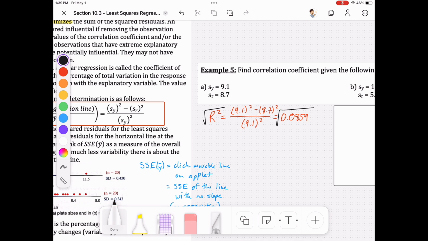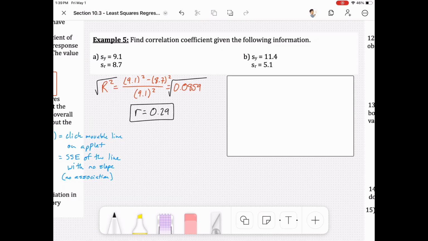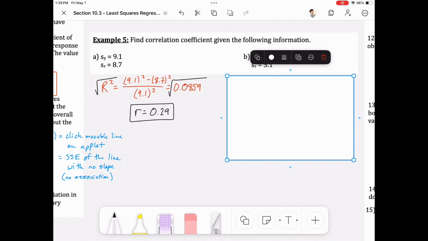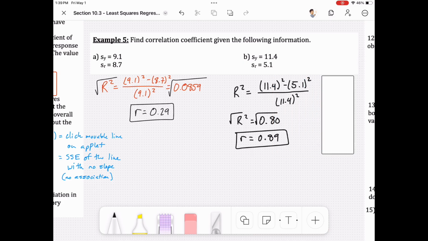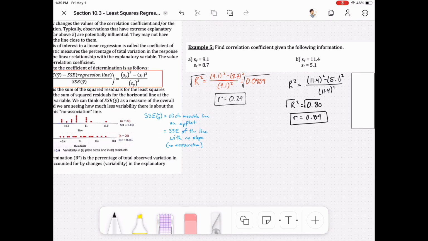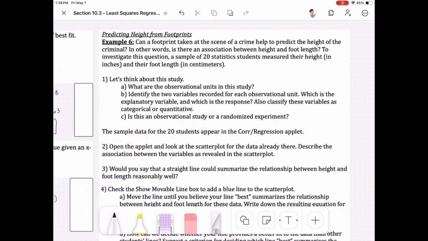0.0859. And so if I want to find my correlation coefficient, I would just square root that value, which gives me 0.29 in this case. So pause the video, give it a try for letter B given the following values. And here you should get the r squared value of 0.80, which gives you the correlation coefficient of 0.89. Okay? So hopefully that makes sense. Let me know if you need any help with anything. Go ahead and try example 6. It works you through being able to do that with the applet to find said information. Okay? Have fun.